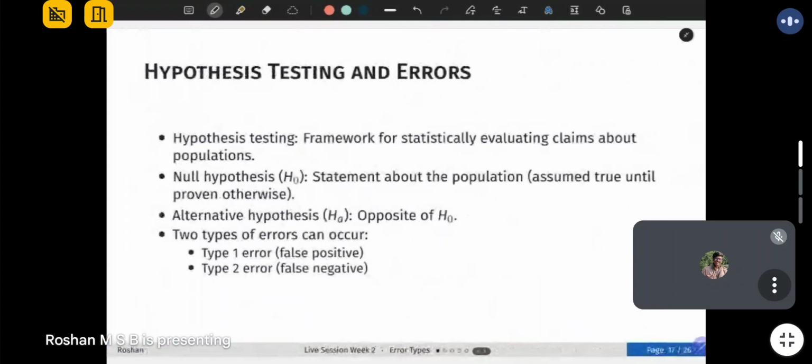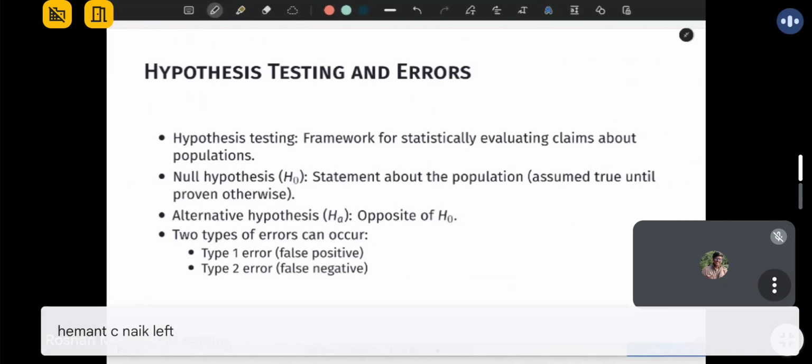Okay, moving on. Hypothesis testing and the types of errors. In hypothesis testing, you have certain claims about populations that you want to verify using different samples. That is what the hypothesis testing framework is designed for.